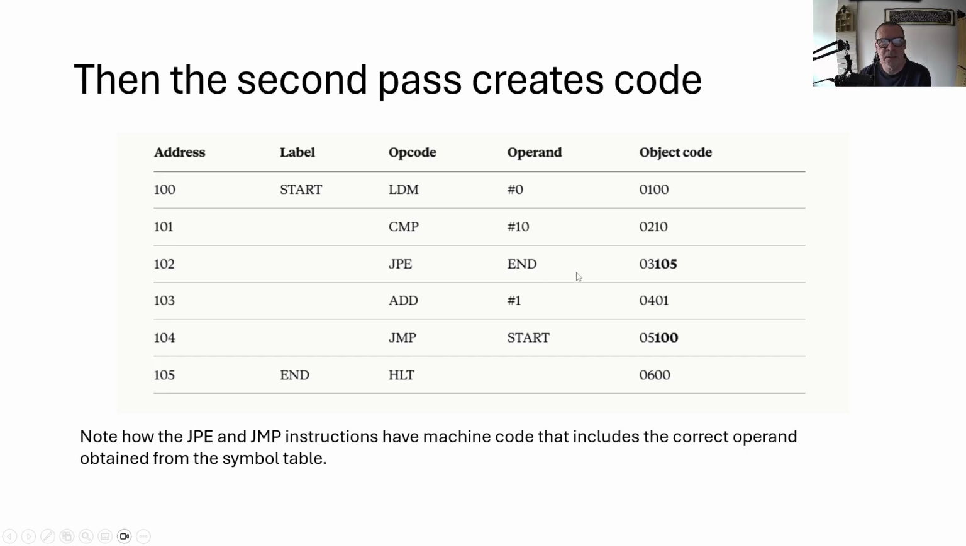And then jump to the end. So the jump, they've put in an instruction opcode of 3, and here we've resolved this symbolic reference by looking at the symbol table and replaced it with 105 instead of the end. Add 1, so the add instruction has been given an opcode of 4 and we're adding 1. And then the jump, so jump is a 5 opcode in this case, and then 100 is our symbol table representation of start. And then halt. And we don't need any operand for the halt, but it's just filled in with zeros anyway.